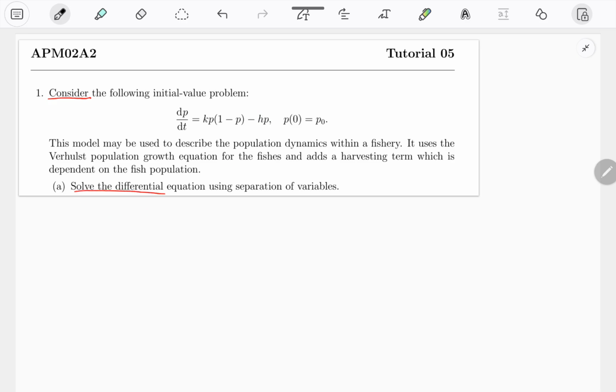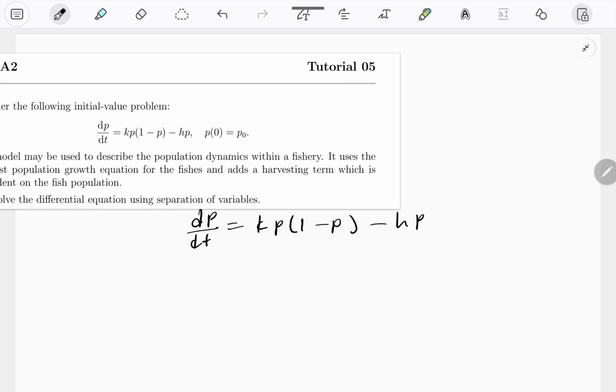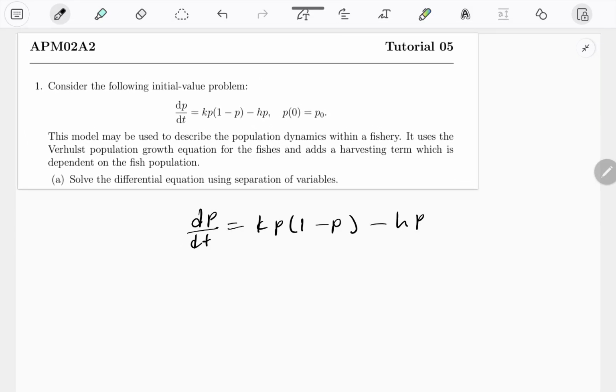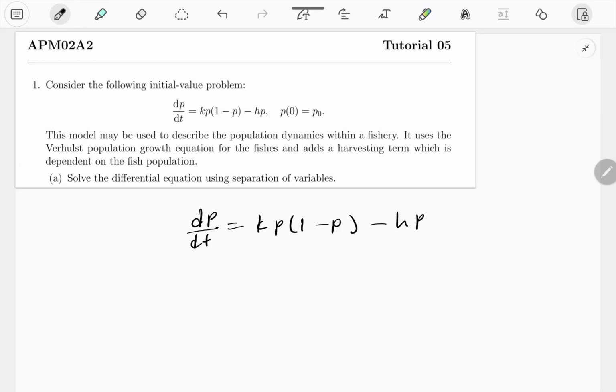They say solve the differential equation using separable variables. Okay, let's see if we can do that. Let me try copying it first. Since we are trying to do separable, our main goal will be separating every variable with p. So our variable here is p, which is changing, depending on t. So these are variables. Anything that is not p or not t is considered a constant.